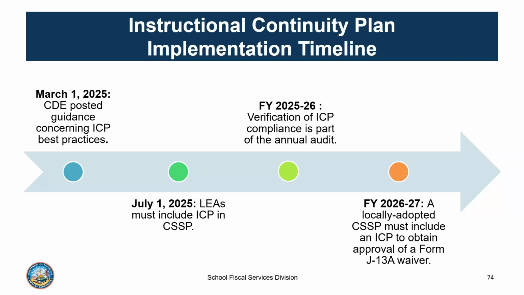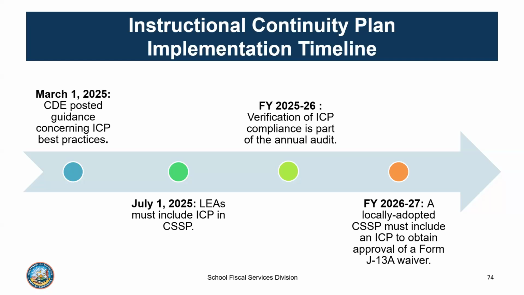While ICPs are not required for Form J13A submissions in fiscal years 2024-25 and 25-26, the time to start preparing is now. Start by reviewing ICP best practice guidance on the CDE webpage. Include an ICP in the CSSP by July 1, 2025.